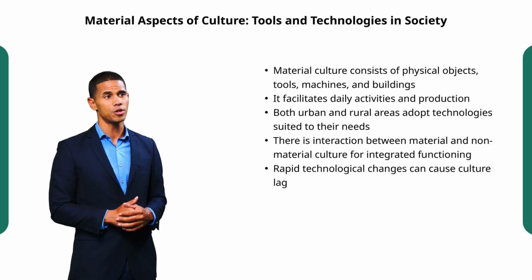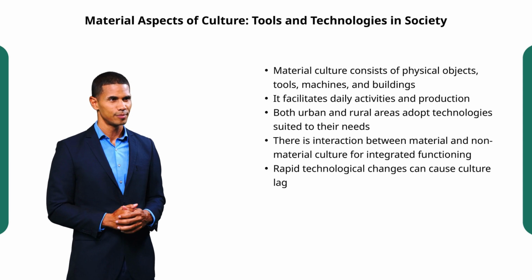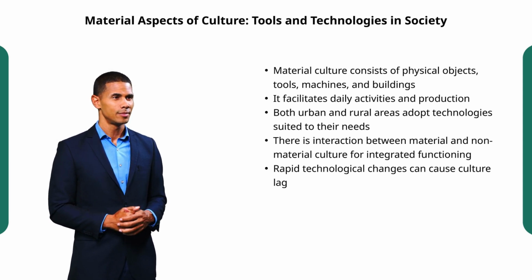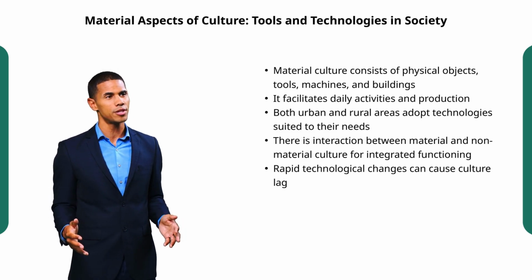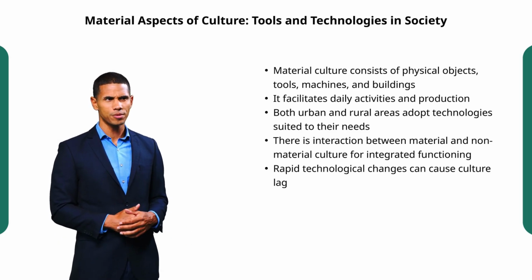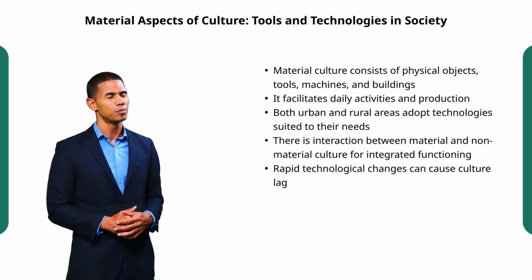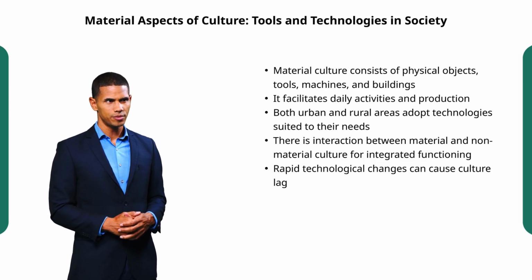Now let's look at the material dimension, the physical objects and technologies that surround us. Think about all the tools and machines you interact with daily. Your mobile phone, a refrigerator at home, or even the electric motor pumps farmers use in rural areas to irrigate crops. Material culture includes buildings, vehicles, instruments of production, and modes of communication. These materials increase our productivity and improve living standards.